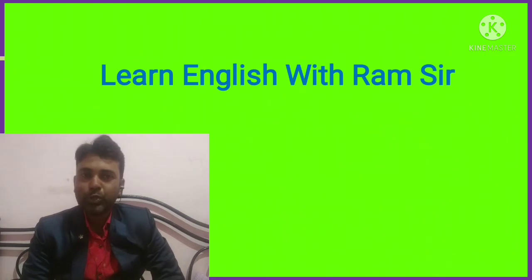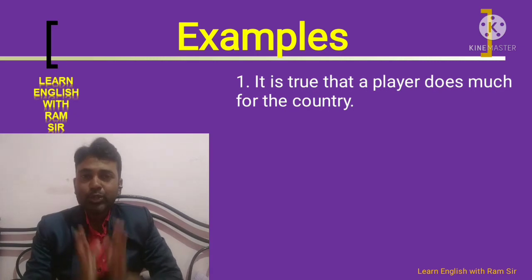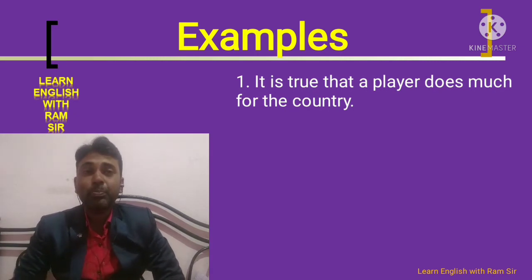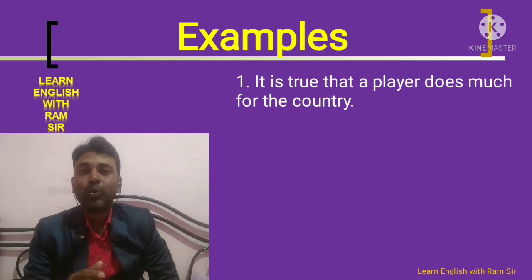Let's see the first example: it is true that a player does much for the country. So in this particular statement, we have "is" here. And definitely in the statement we don't have any particular word which makes this statement negative. मतलब statement को negative बनाने वाला कोई भी word यहाँ पे नहीं है. Not नहीं है, never नहीं है, none नहीं है, nobody नहीं है. तो definitely sentence affirmative है, मतलब इसका rhetorical question negative बनेगा.